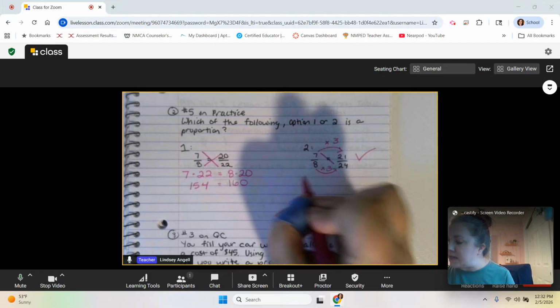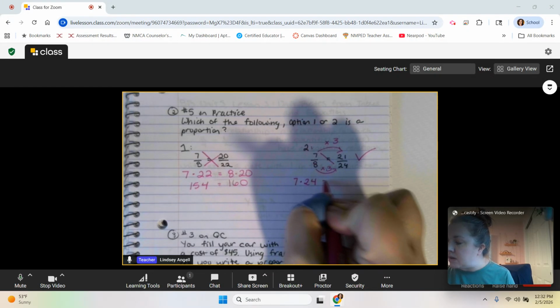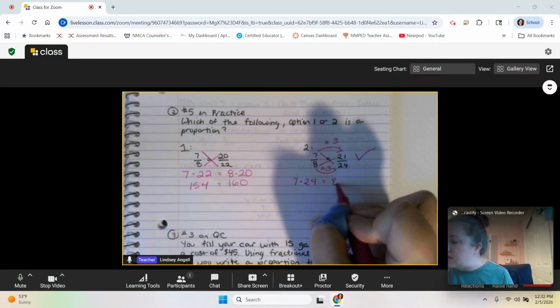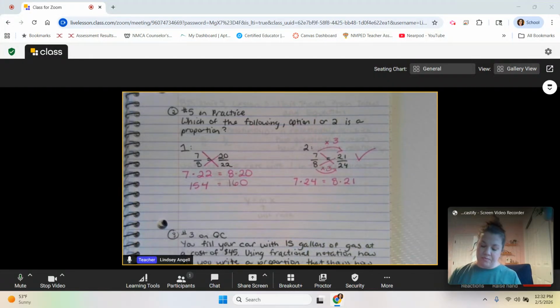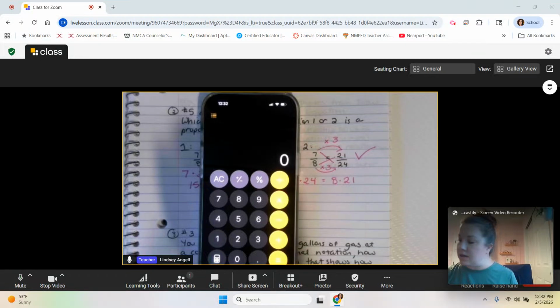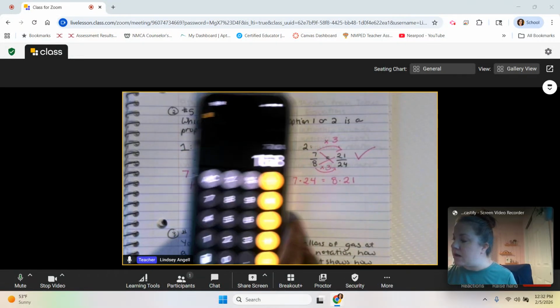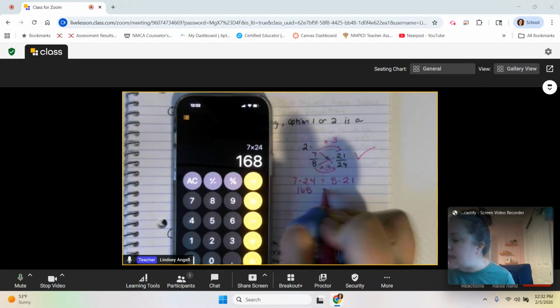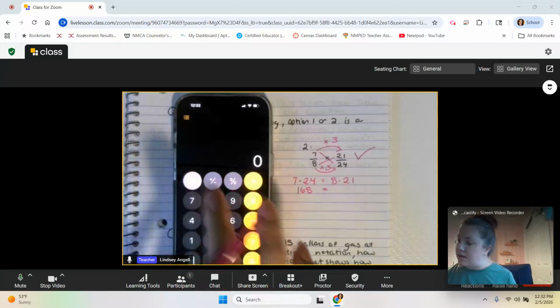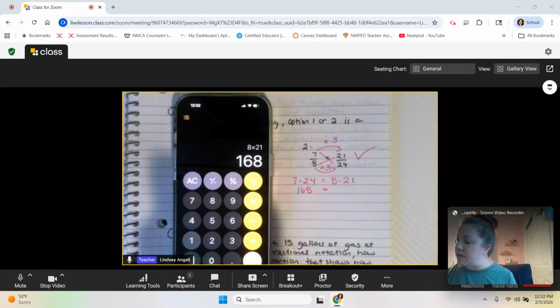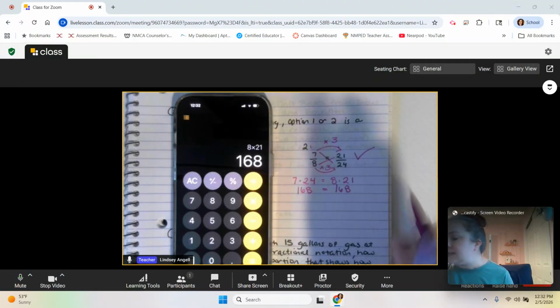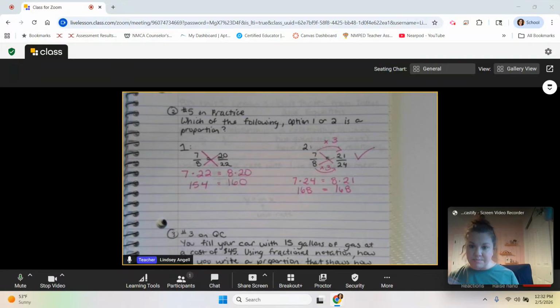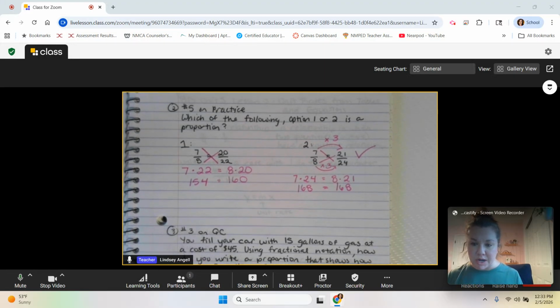So let's see, 7 times 24 is equal to 8 times 21. So let's look at that in here. 7 times 24, that gives me 168. And then 8 times 21, that gives me 168. Since we got the same thing on both sides, again, that proves that they're proportional. Sometimes the numbers aren't going to be super easy to see, and so that's where cross multiplication becomes a really important strategy to know.